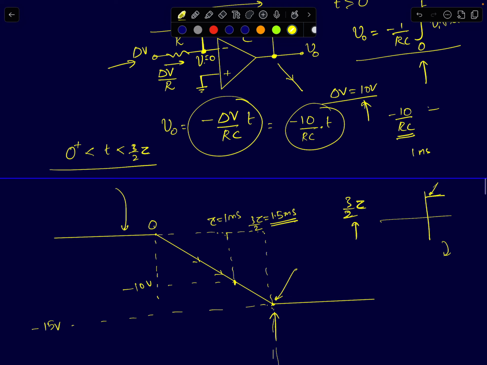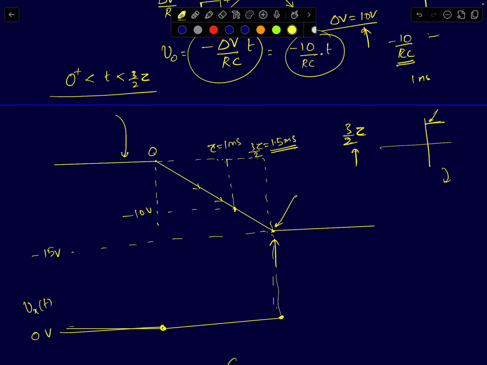Vx, the inverting terminal, will always stay at 0 volts. So far, it has been staying at 0 volts. Previously, in the steady state, it was staying at 0 volts. Even though there was no negative feedback, because the input was 0, this node was also at 0 volts.